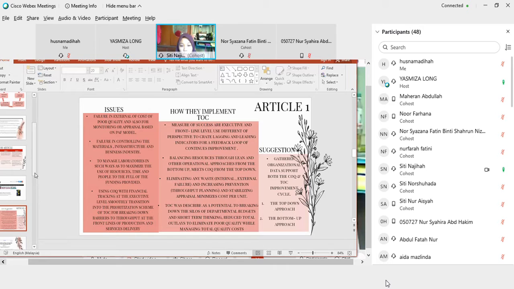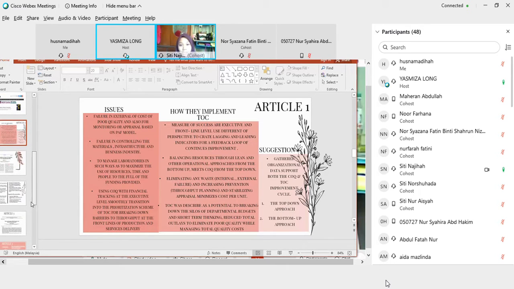So I will move to another point in this article, which is suggestion.